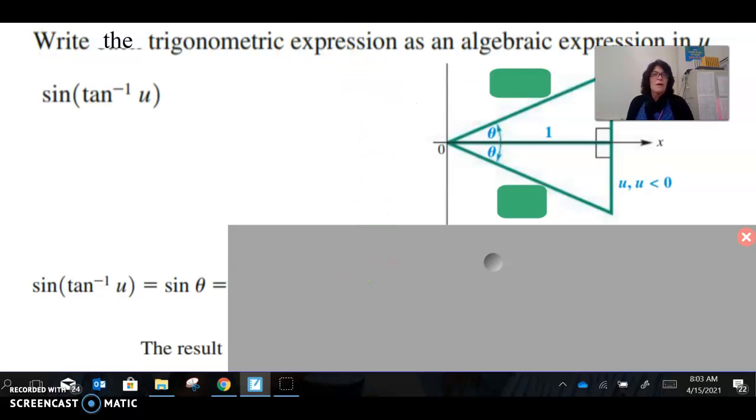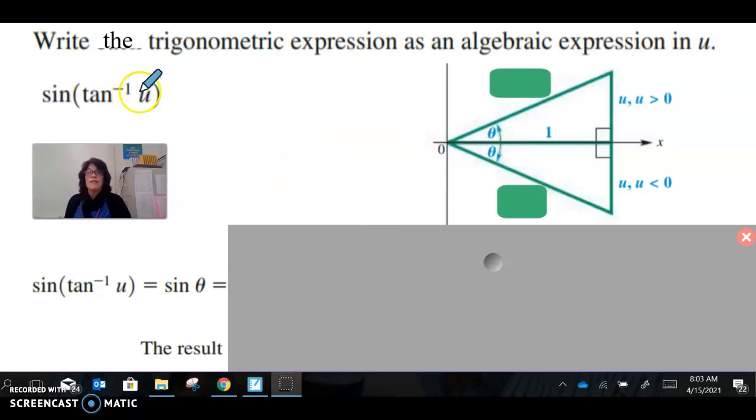Okay, instead of having tangent inverse of a certain angle, we just call it u. All right, tangent inverse of u. We want the sine of the inverse tangent of u. Well, I can't use my calculator anymore. But I do know that the tangent of some angle is u. So here's my angle theta, such that the tangent is u.